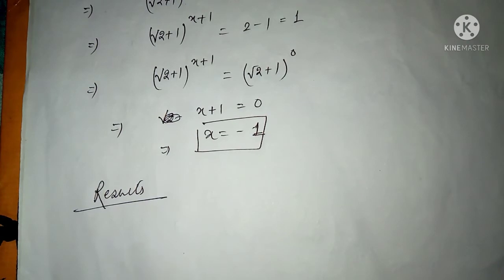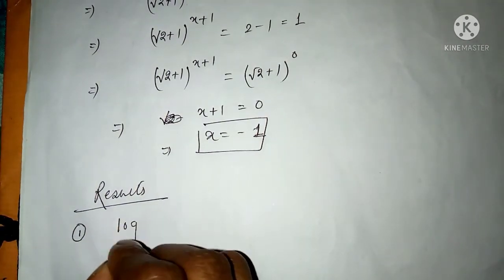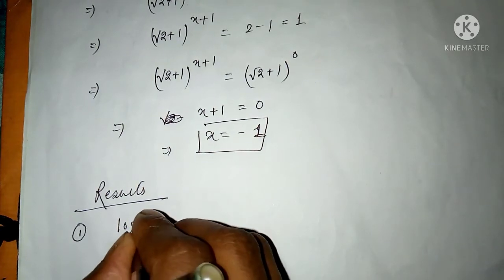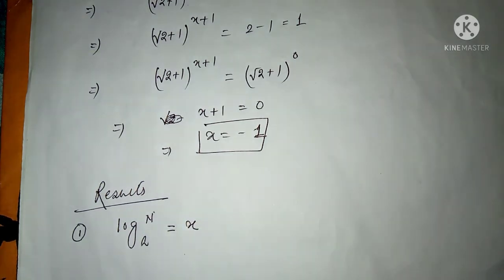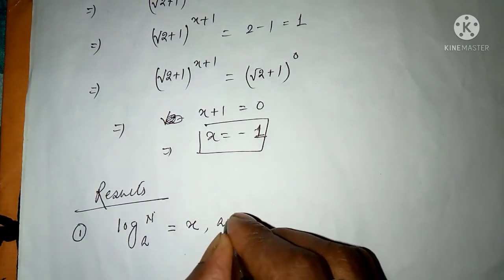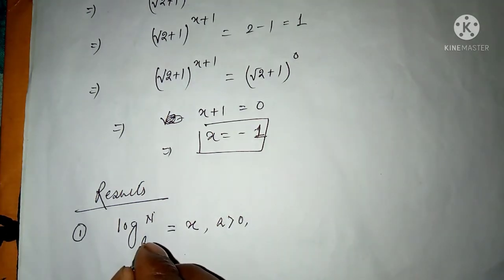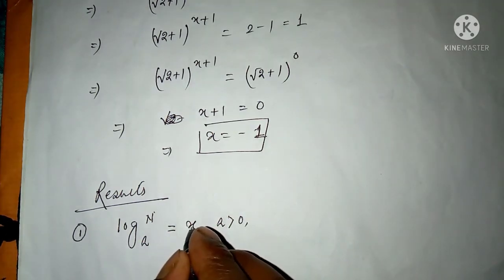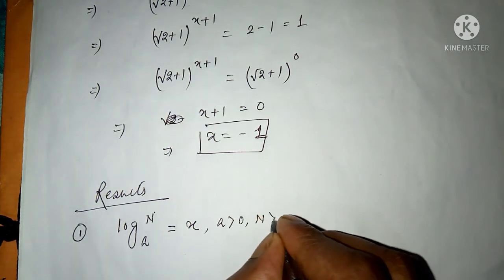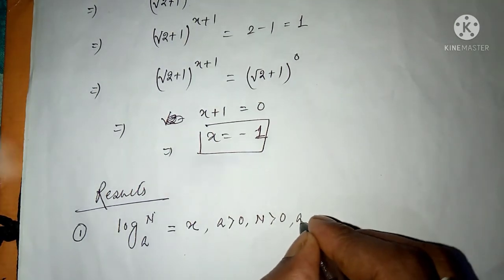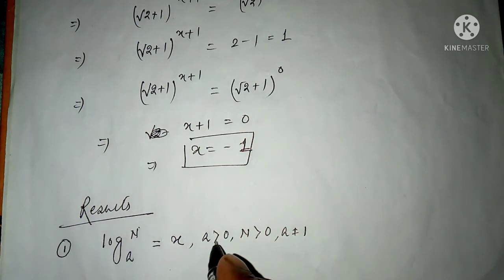The first result we got: log of a to the power n, base x. In such a case, what I have said is a is greater than 0. Whatever numbers you have with log, this x can be negative. I'll show you how. a greater than 0, again n greater than 0, and a is not equal to 1. See, I'll show you why a is greater than 0.